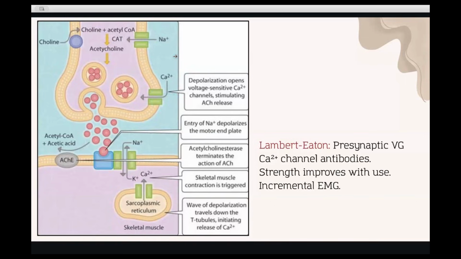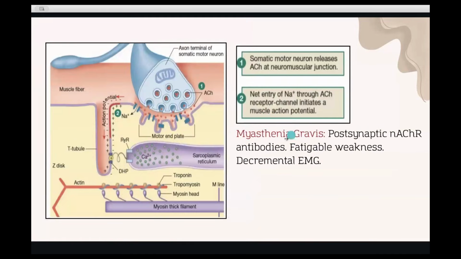So the patient is going to tell you, after I start exercising or after I start my day by a couple of hours, I see that I'm getting better. And this is unlike myasthenia gravis. What is myasthenia gravis?